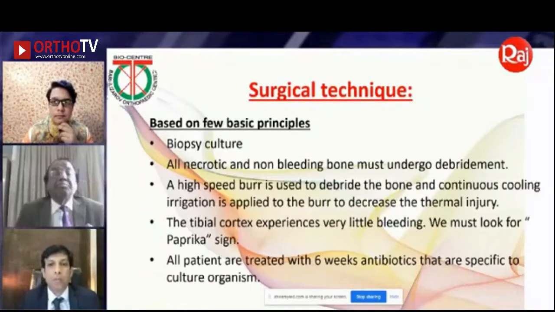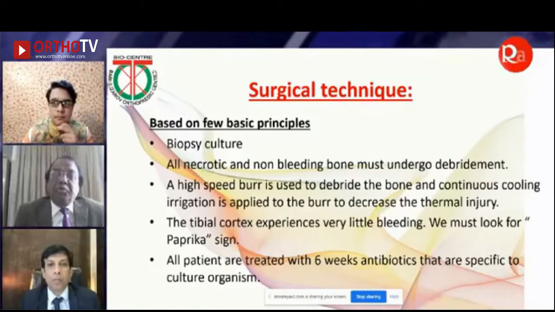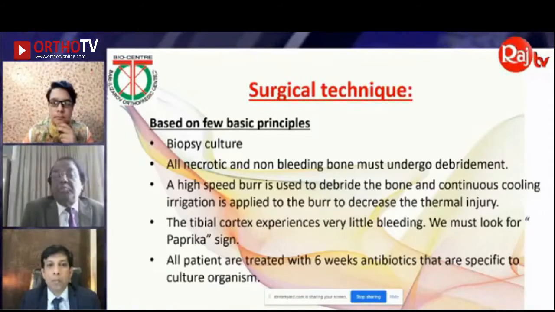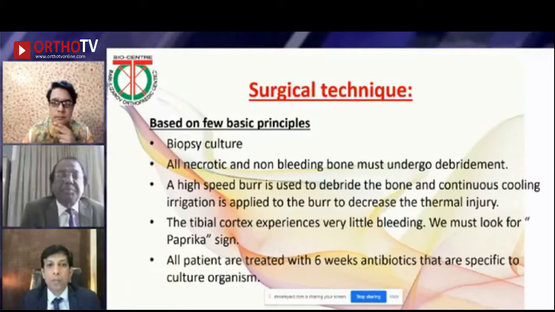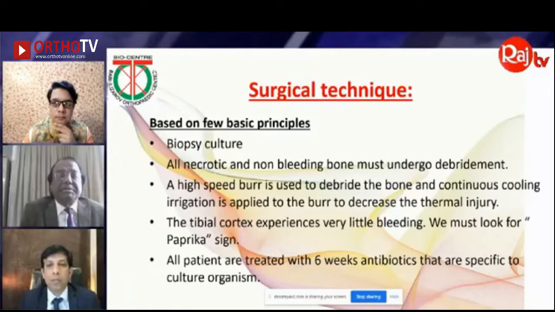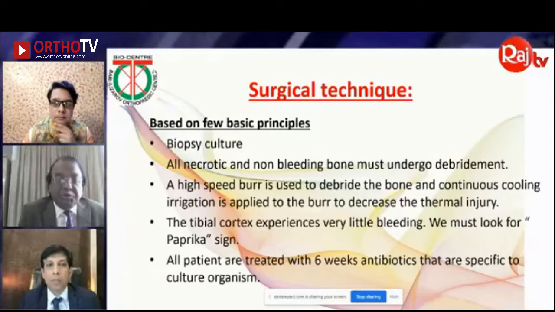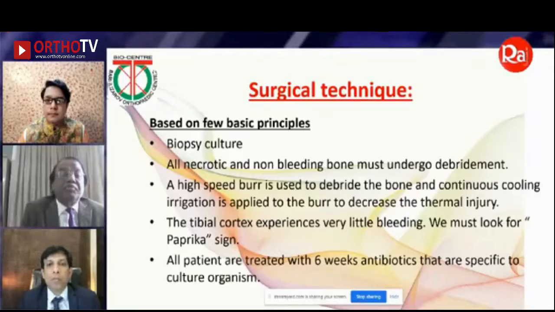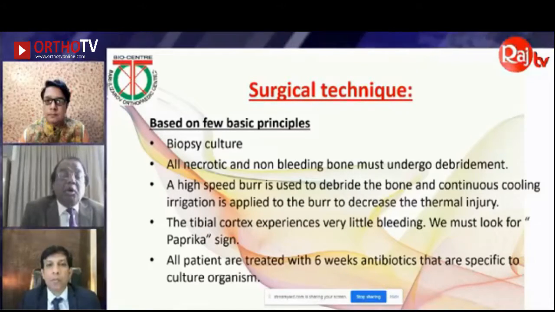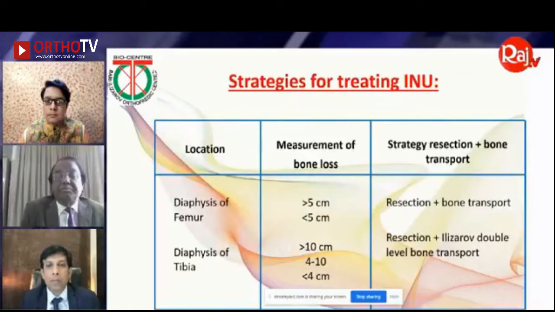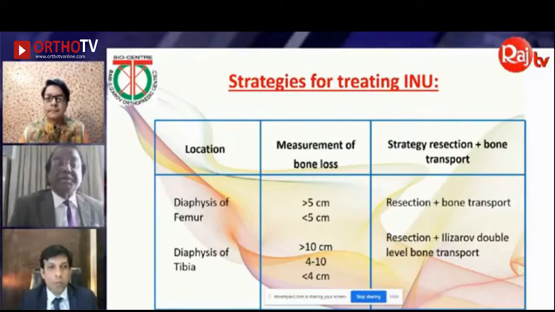So surgical technique is based on a few basic principles. Before doing that, you can go for biopsy culture. All necrotic and non-bleeding bone must undergo debridement. A high-speed bur is used to debride the bone, and continuous cooling irrigation is applied to the bur to decrease the thermal injury. The tibial cortex experiences very little bleeding. We must look for the paprika sign. And all patients are treated for 6 weeks with antibiotics that are specific to the culture organism. These are the strategies for infected non-union.